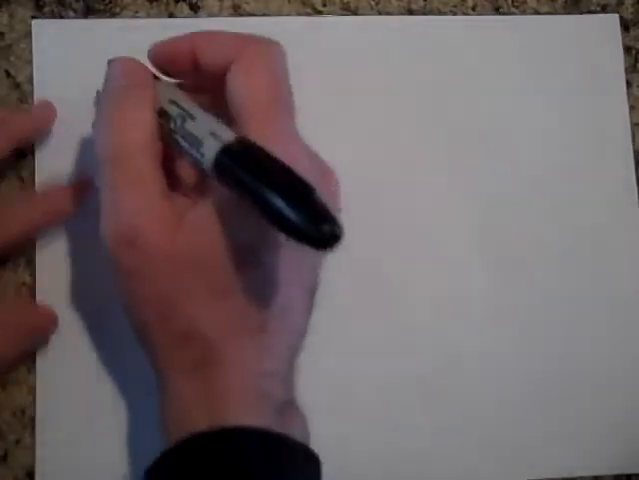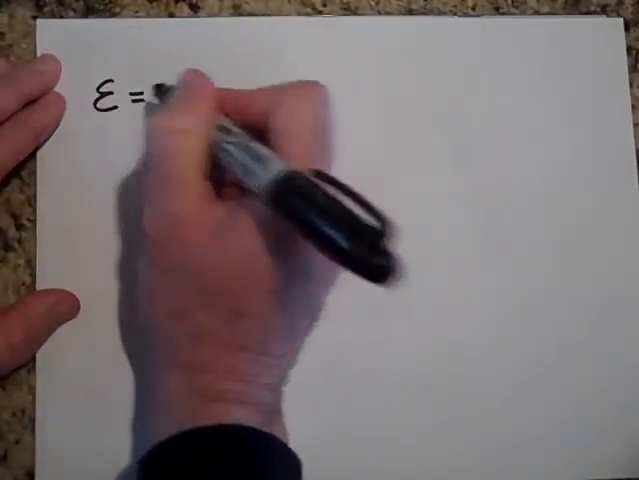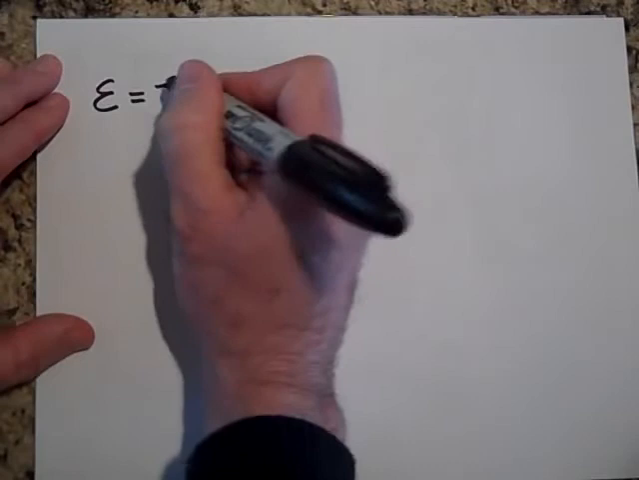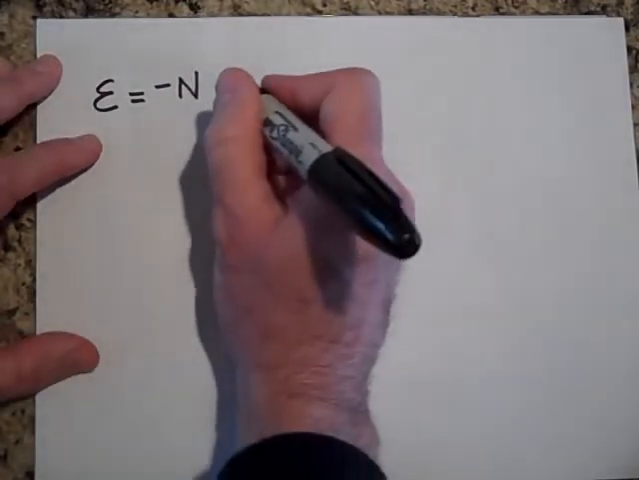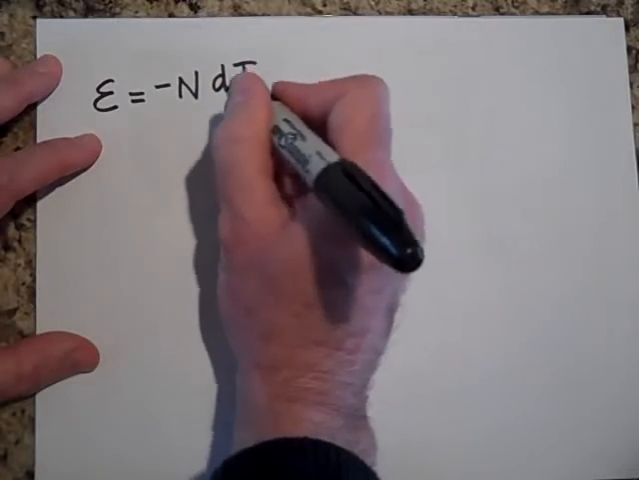Okay. So if that's the case, then the EMF that's induced in this hoop is going to be equal to negative N, depending on how many hoops we have, times how fast the flux is changing with time.